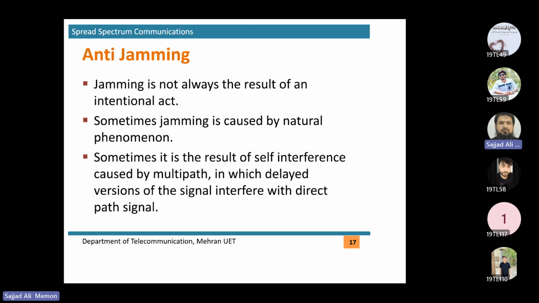So jamming is not always the result of an intentional act. Sometimes jamming is caused by natural phenomena. Sometimes it is the result of self-interference caused by multipath, in which delayed versions of the signal interfere with the direct path signal. That we can also mitigate by using the RAKE receiver that we have seen. Spread spectrum receivers are RAKE receivers that try to remove this multipath delay using the different fingers of the receiver.